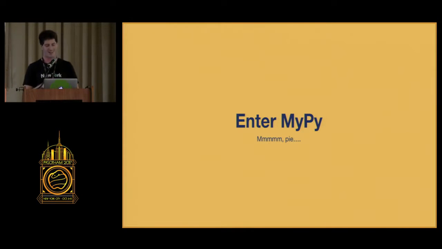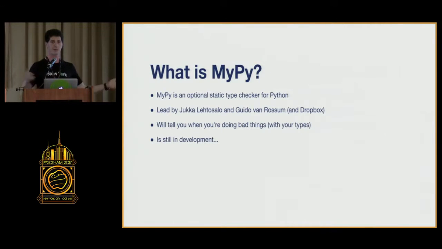So PEP 484 was inspired pretty heavily by a library called MyPy. Now, what is MyPy? MyPy is an optional static type checker for Python. The project is led by Jukka Lehtosalo, as well as Guido, and a bunch of other people from Dropbox, who actually hired Jukka and Guido to work on this thing. So they are kind of sponsoring the project, but it's also being worked on by an open source community. And MyPy will tell you when you're doing bad things with your types, like when you're trying to call a function that accepts a string with an integer. And one thing to note is that it is still in development, right? It's pretty early in its life cycle, but it's come a long way since its foundations.